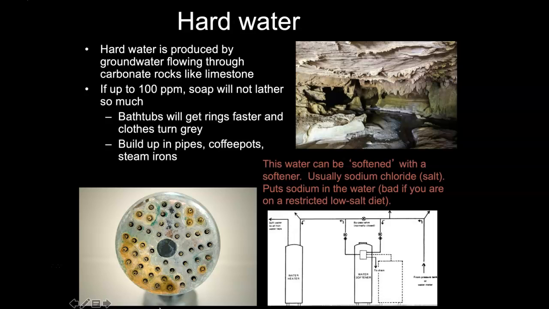The water can be softened with a softener, which would be in line in your water system at your house. Usually, though, that softener is a sodium chloride mixture, which is a salt. And it's not good for you if you're on a salt-restricted diet, but you can fix, quote, hard water.